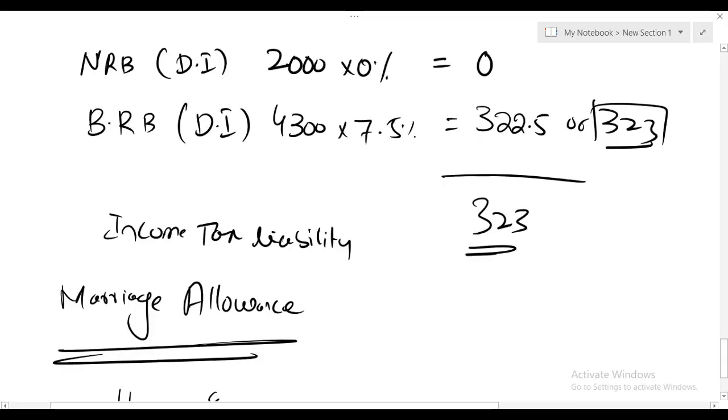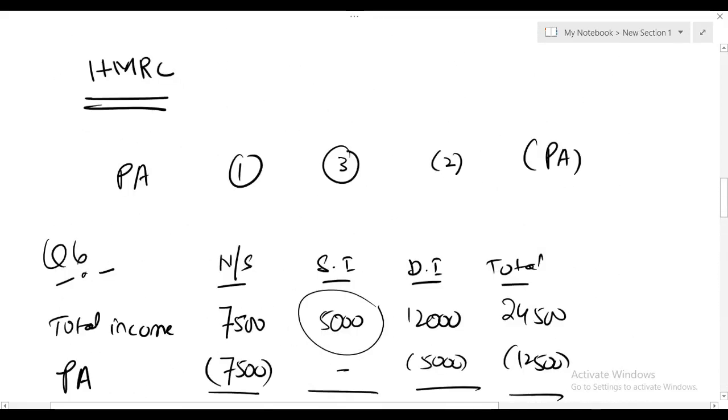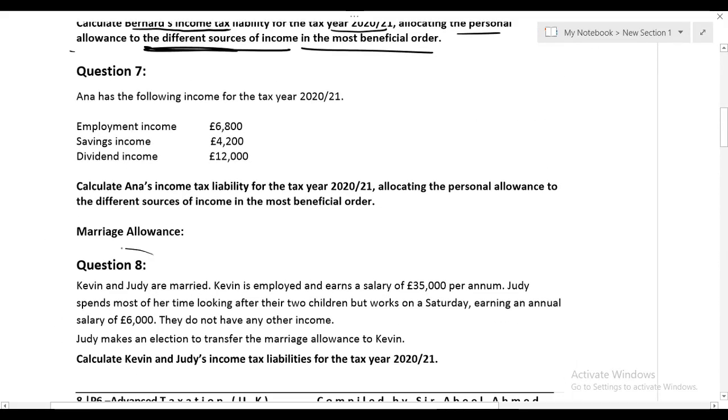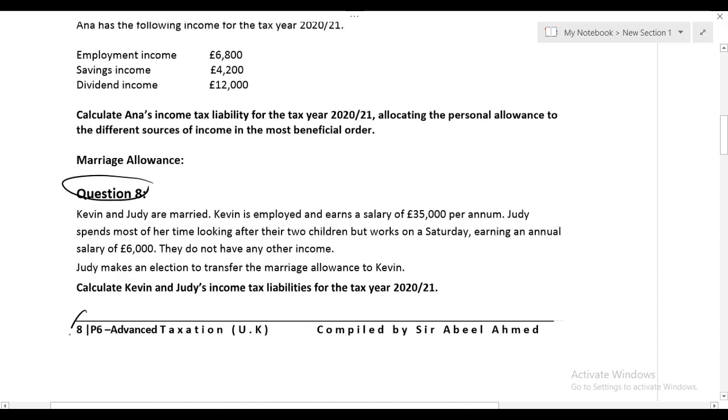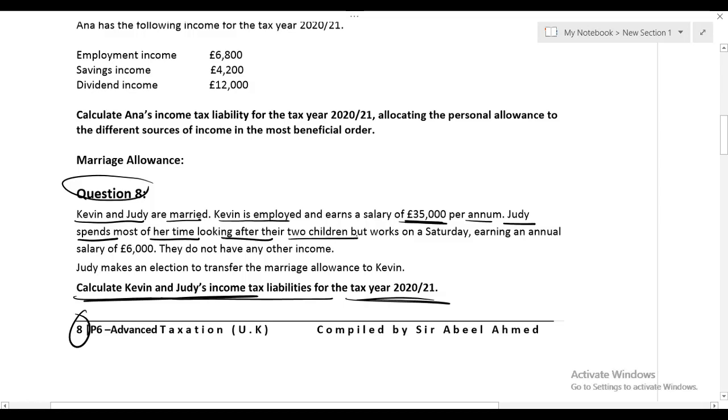How does marriage allowance work? Let us see a question. Question number 8. And my book also has page 8. It's just a coincidence. It's not a concept. It says calculate Kevin's and Jody's income tax liability for the tax year 2021. Kevin and Jody are married. Kevin is employed and earns a salary of 35,000 per annum. Jody spends most of her time looking after their 2 children, but works on Saturdays, earning an annual salary of 6,000.